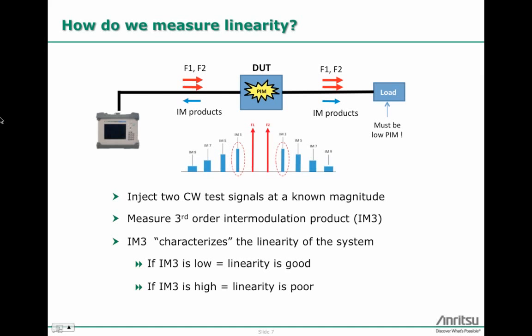So how do we measure linearity? Well, we inject two unmodulated test signals of a known magnitude into the system, and we measure the third order intermodulation product. IM3, the third order intermodulation product, characterizes the linearity of the system. In other words, if IM3 is low, the linearity is good. If IM3 is high, then the linearity is poor.